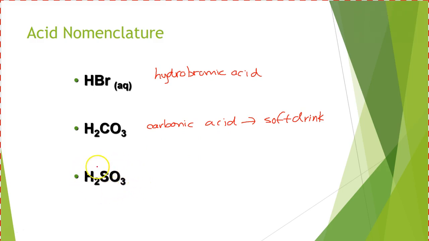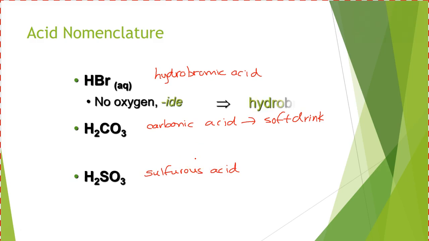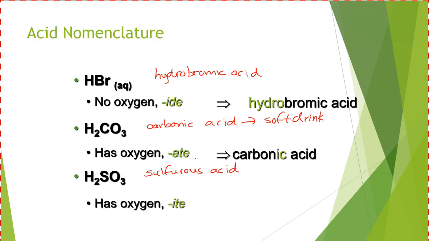Okay, right here. So we see H2SO3. So we look up what SO3 is. SO3 is sulfite. Because it's ternary, it's not a binary acid, and it's containing oxygen, we get no hydro. But sulfite is an ite ending, so ite endings end in ous. So we call this sulfurous acid. Okay, pretty simple when you think about it. So no oxygen ends in ide, hydrobromic. Has oxygen ends in ate, carbonic. Has oxygen ends in ite, sulfurous.